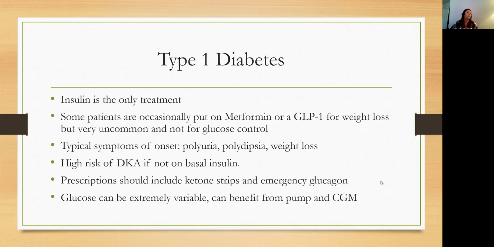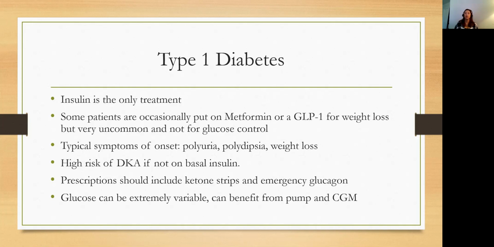So with type 1, insulin's your only treatment. Every now and then you'll see a patient that's on metformin or a GLP-1 like Victoza or something like that for weight loss, but it's very uncommon and it's not for glucose control. So if you ever see a patient that's a type 1 and they're on one of those meds, it's not for their blood sugars, it's for other reasons. So type 1 has to have insulin because they don't make any.